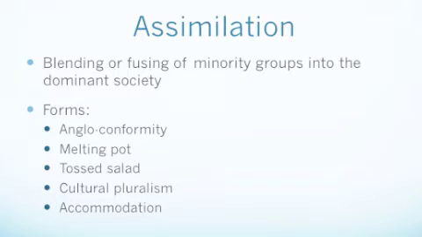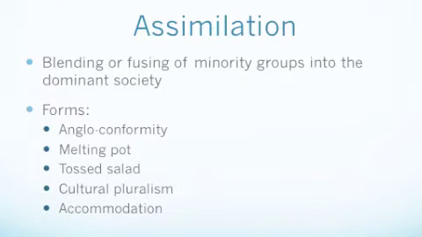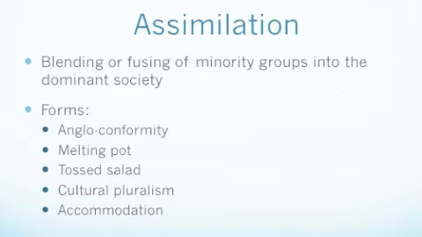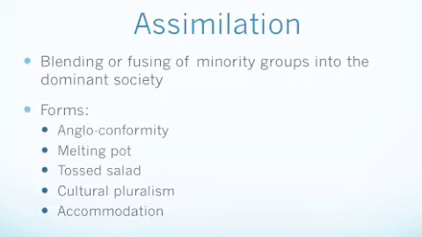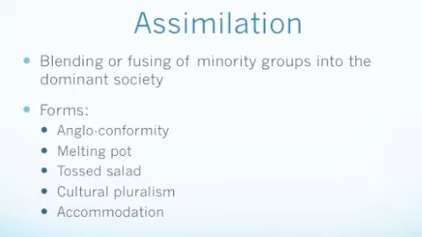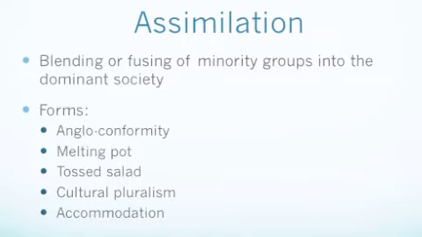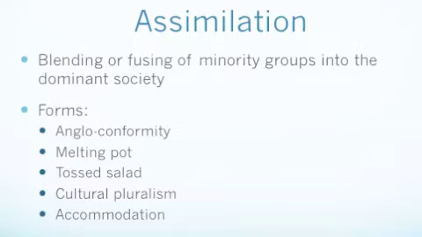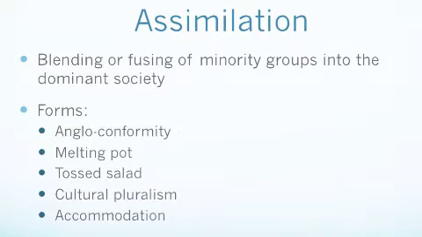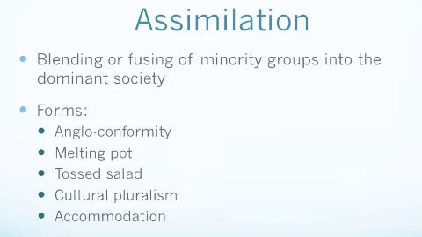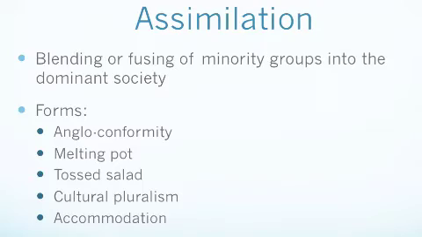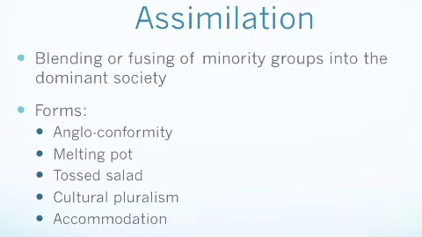Anglo-conformity is to conform to the accepted standards of the society while traditional institutions are maintained. Melting pot is the ethnic and racial minorities voluntarily blending together. In a tossed salad, traditions and cultures exist side by side. In cultural pluralism, they recognize immigrants' desire to maintain at least a remnant of their old ways. In accommodation, they maintain their own cultural, unique way of life while dealing with the dominant culture when necessary.